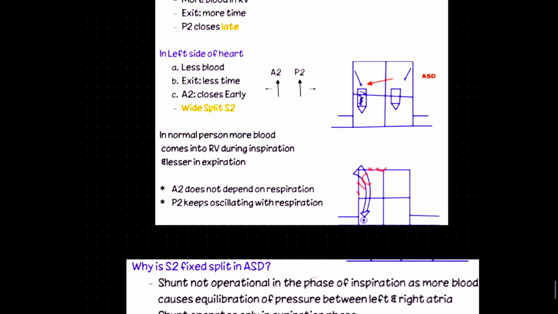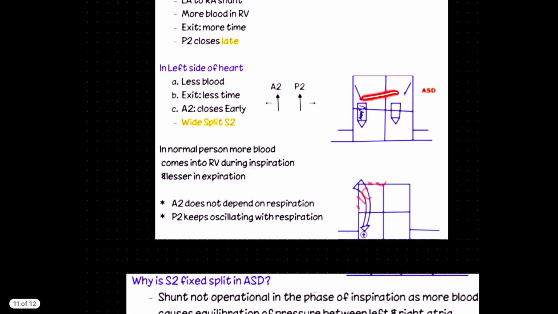Now, in ASD, as you have already mentioned, there is blood flow from our left atrium to right atrium, because of which the right ventricle gets a large amount of blood. As we have already said, the right ventricle also gets a large amount of blood at the time of inspiration. But at the time of expiration, the right ventricle does not get a large volume, because of which there could be alteration in the width of A2 and P2, but it does not go like that. Why does it not go like that?